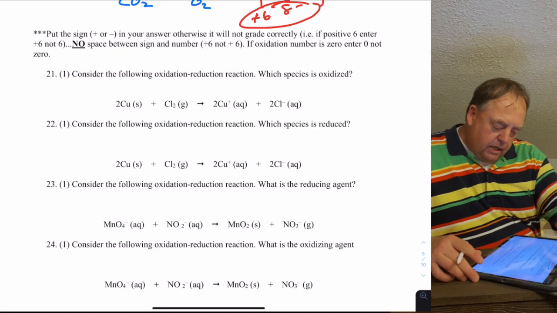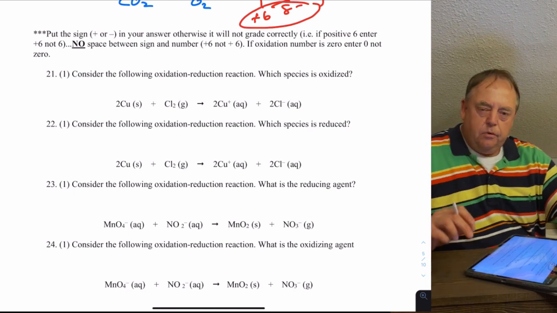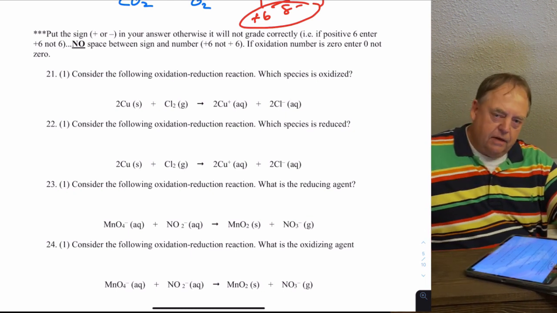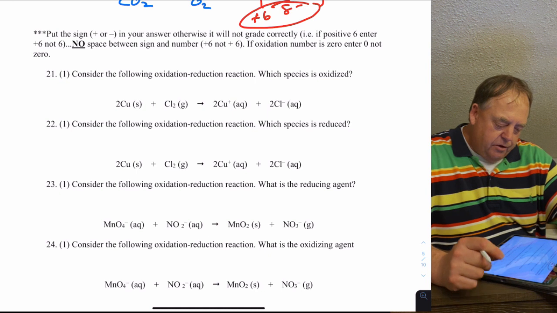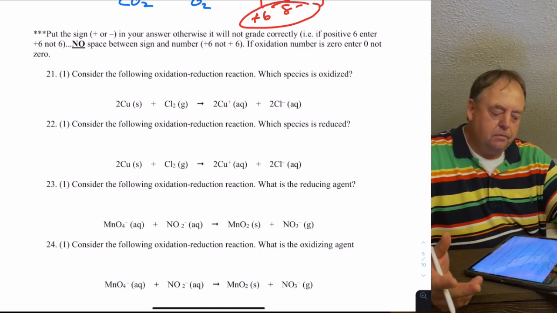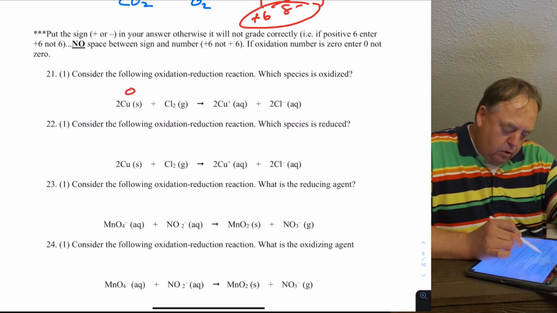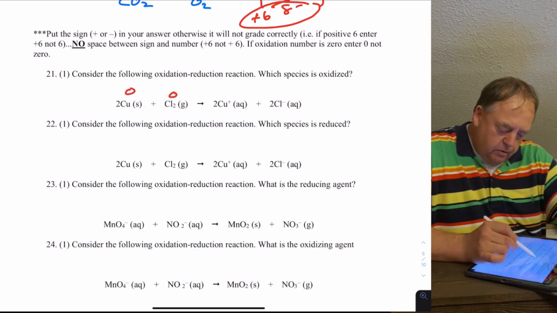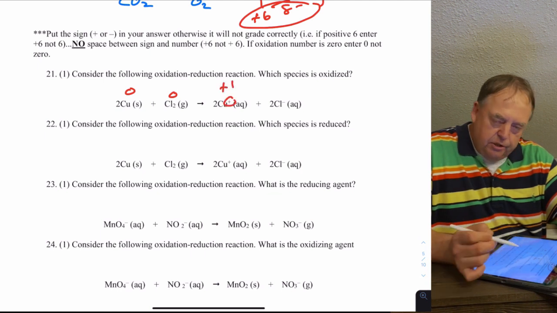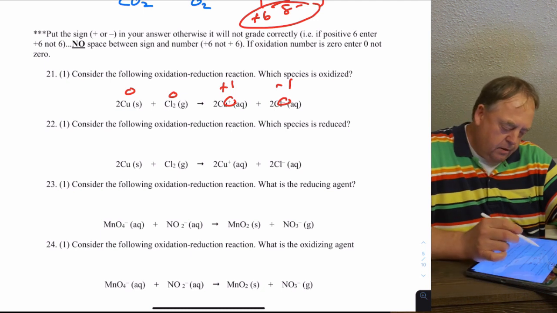Okay, so now you've got to know some definitions. What's oxidation, what's reduction, what's an oxidizing agent, what's a reducing agent? If you don't know those definitions, you can't do this. If you don't know how to assign oxidation numbers, you can't do these problems. Okay, so that's pure copper, so that's 0. That's pure chlorine, so that's an oxidation number of 0. That's +1, so its oxidation number is +1. And that's -1, so its oxidation number is -1.